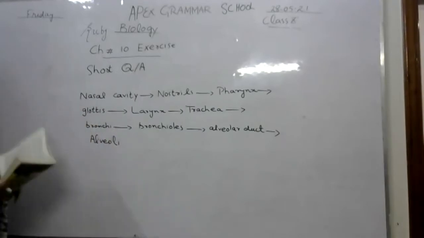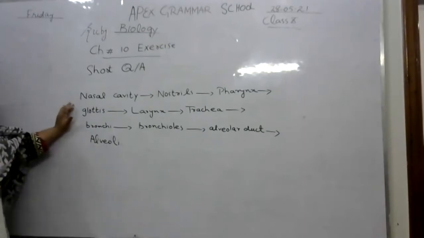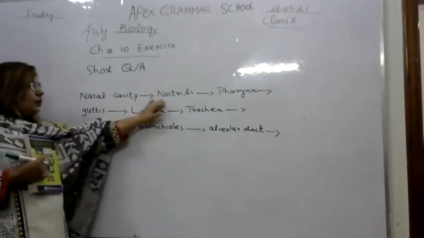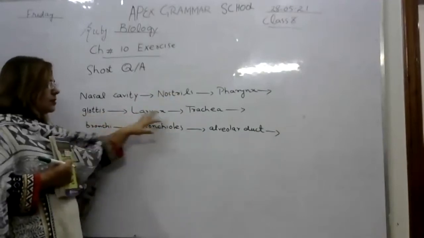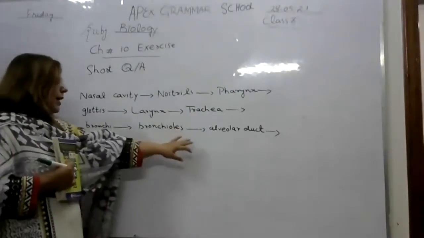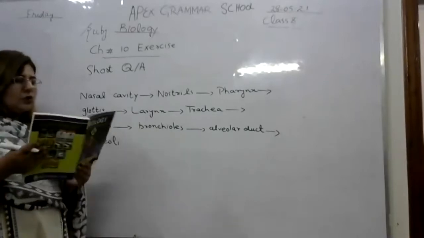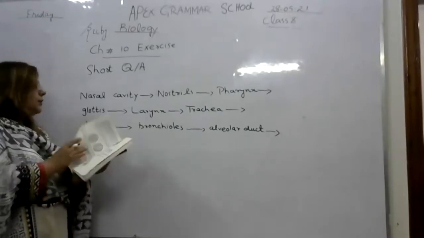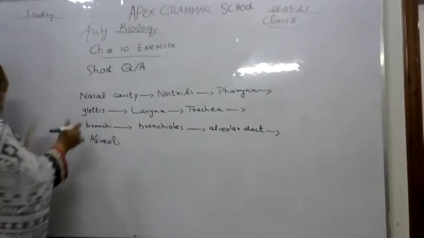So this is the air passage pathway which you have to mention. You have to make a path: nasal cavity, then nostrils, pharynx, glottis, larynx, trachea, bronchi, bronchioles, alveolar duct, and the last one is alveoli. So this is the answer of question number 2.